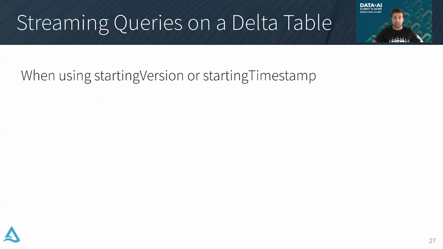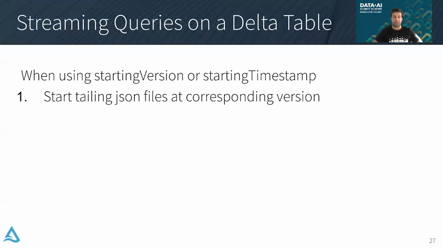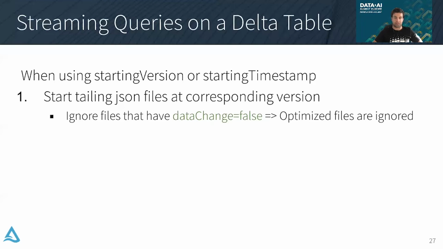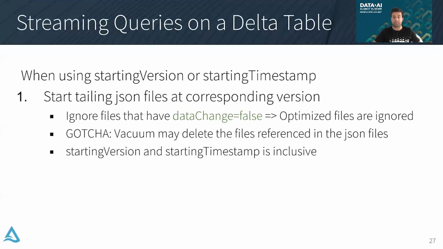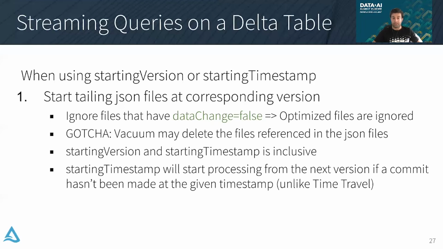There's also the option to start your stream from a given version or timestamp, and that works by providing the option startingVersion or startingTimestamp. In that case, we'll just start tailing your JSON files at the corresponding version, and the same gotchas apply. Starting version and timestamp are inclusive, and the starting timestamp will start processing from the next version if a commit hasn't been made at the given timestamp, which is unlike time travel.